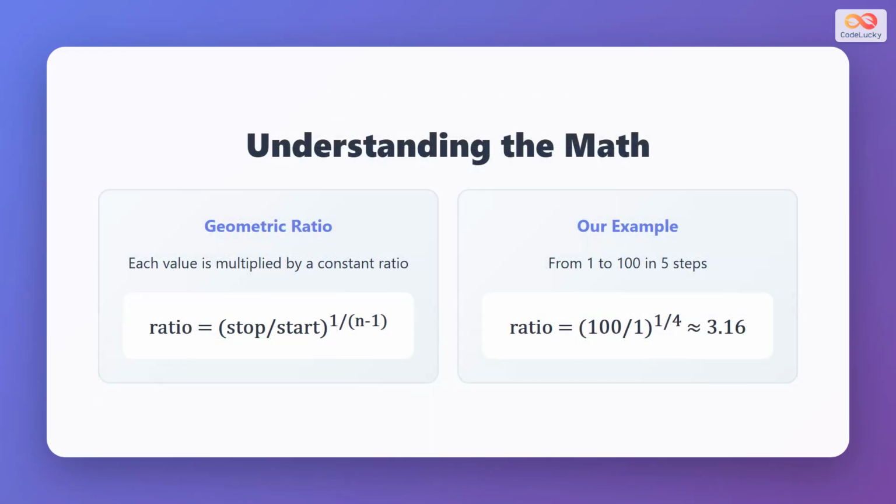Understanding the mathematics behind geomspace helps you use it effectively. The geometric ratio is calculated as the n-1th root of stop divided by start. In our example from 1 to 100 in 5 steps, we need 4 intervals, so the ratio equals the fourth root of 100 divided by 1, which is approximately 3.16. This ratio is then applied repeatedly to generate each successive value in the sequence.